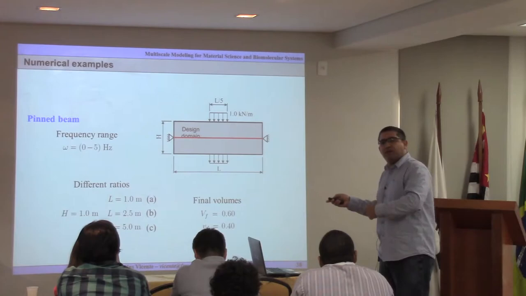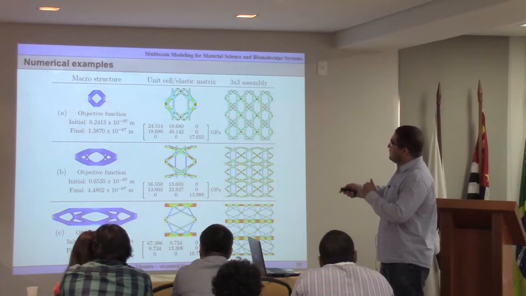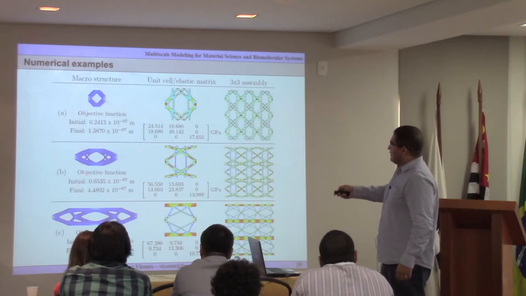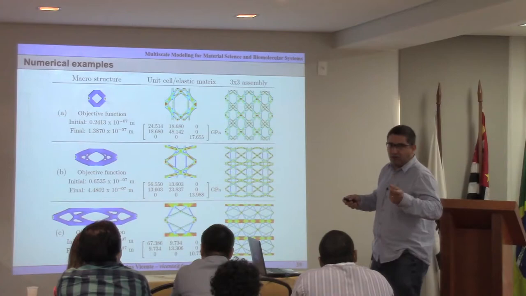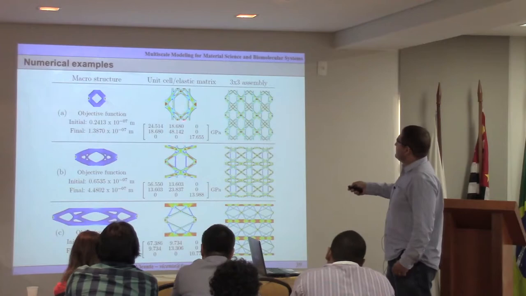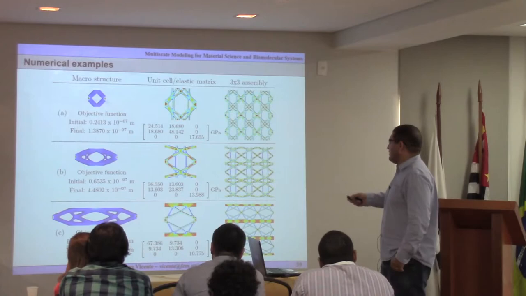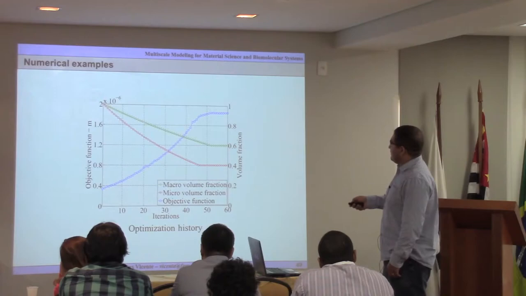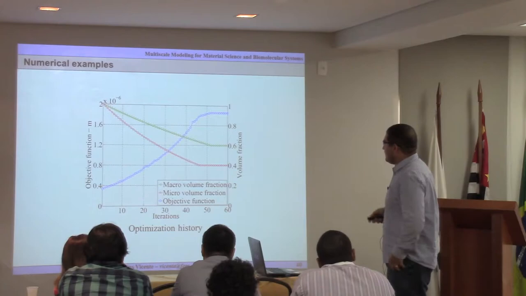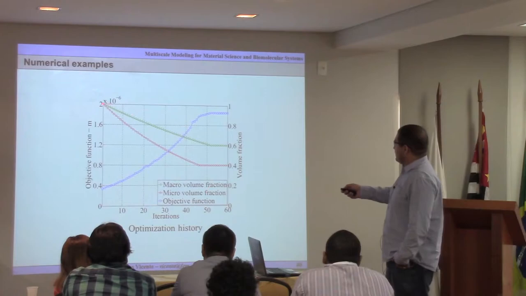And here we have some results, considering different aspect ratios of the dimensions of this beam, H and L. So for a short beam, we have this kind of unit cell composing the material of the structure. Here we can see the assembly of this structure, and here the macro. So actually the external load is applied on the macro, but we are optimizing the macro and the material of this structure. The convergence can be seen here, our objective function, which means the mean displacement in the central part of this structure, and the volume reduction from the macro and micro volume fraction.